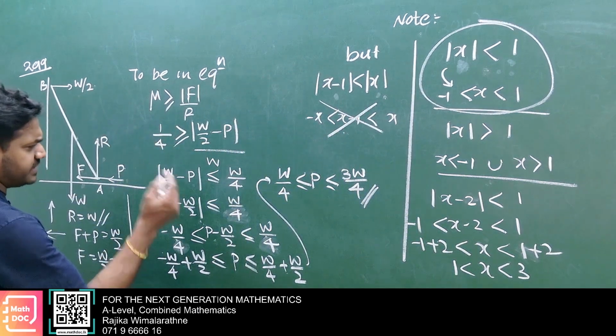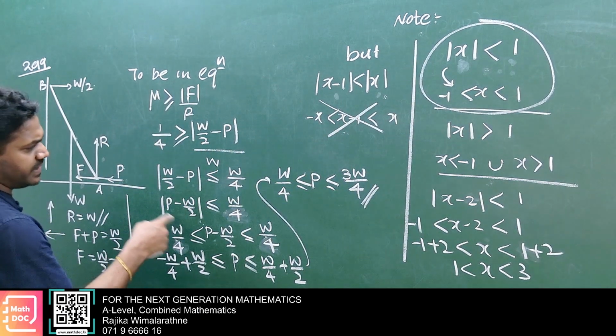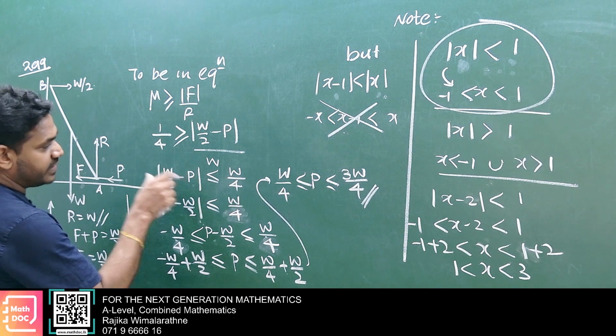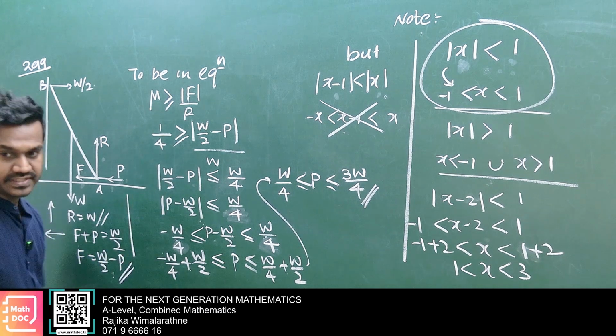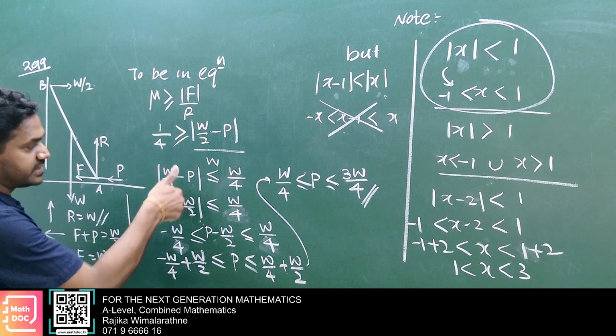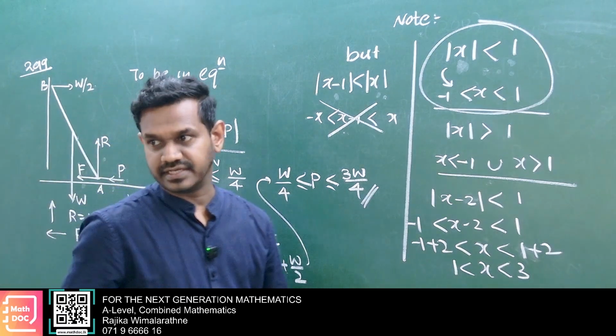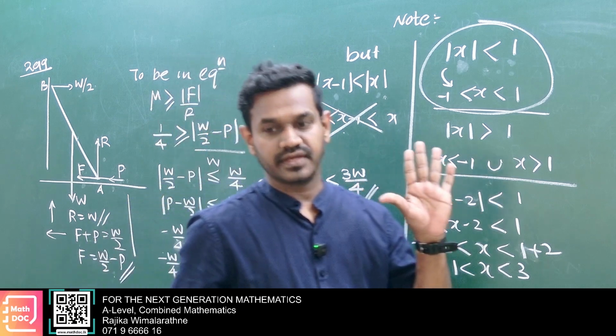Here the sign change is not compulsory. But here P is the variable now, we better get a positive coefficient. That's why I interchanged these two. Within modulus we can do anything. Within modulus we can change sign. Then no issue. Okay.